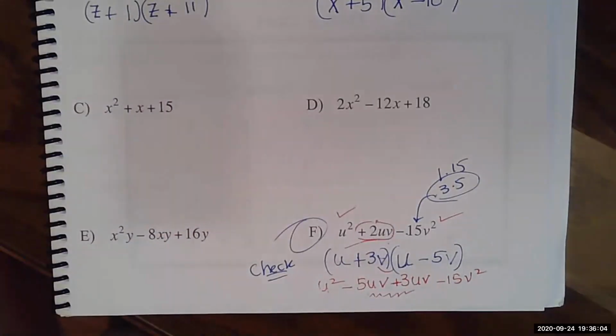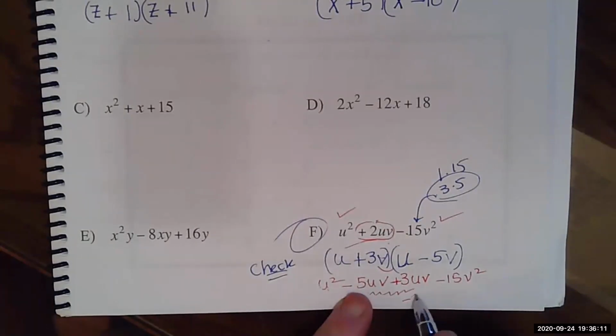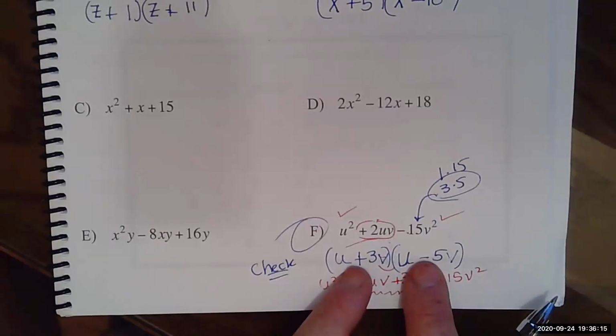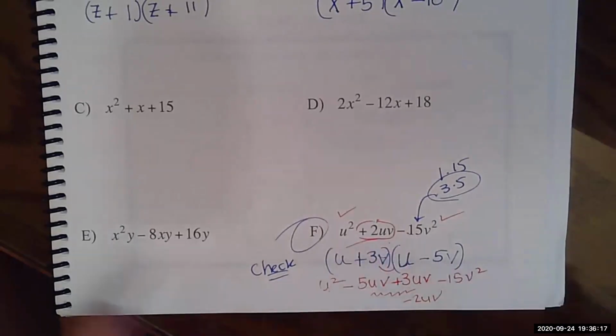But that's an easy fix. If you checked it, easy fix, because you got the right number, wrong sign. That's negative 2uv. All you have to do is swap the signs or swap these two positions. That's all you have to do. You got the right number, wrong sign.